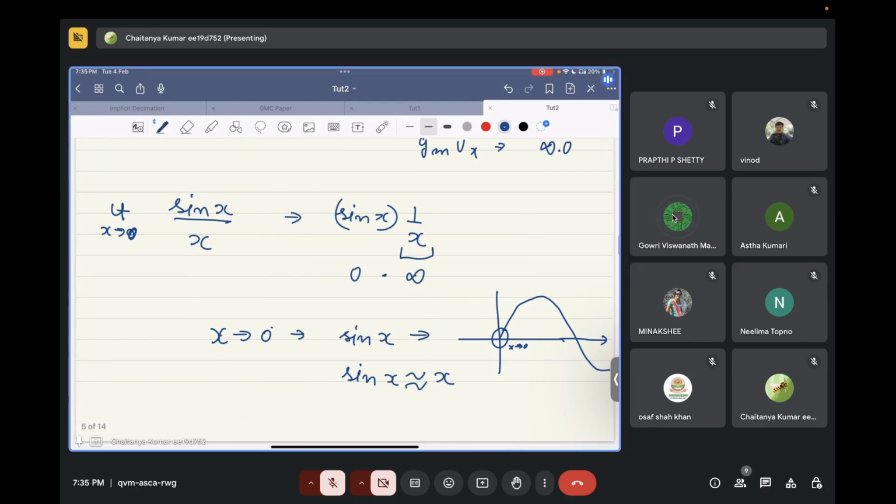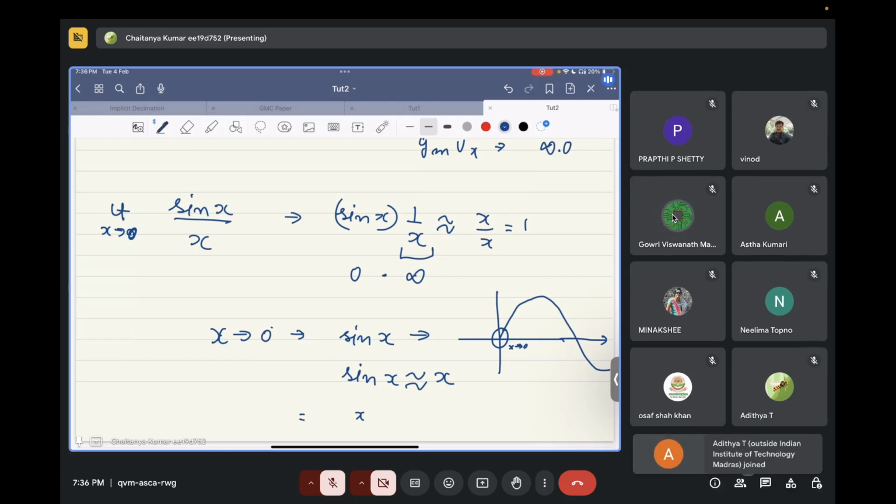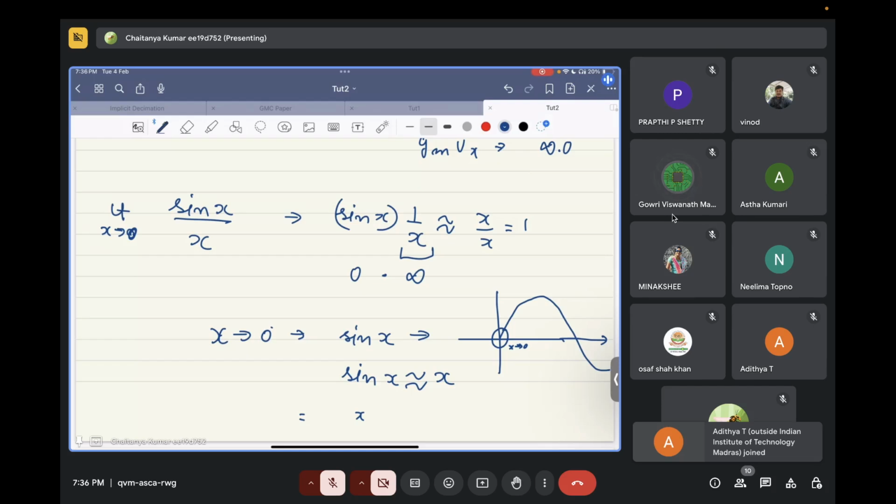So if x is tending to 0, that means x is a very small quantity and sin x can be written only as x. In that case, this can approximately be written as x by x, which is equal to 1. So this is basically the concept of limits. When you have 0 into infinity or 0 by 0 or infinity by infinity, you need to apply the concept of limits in order to find the limit to which that function will approach.